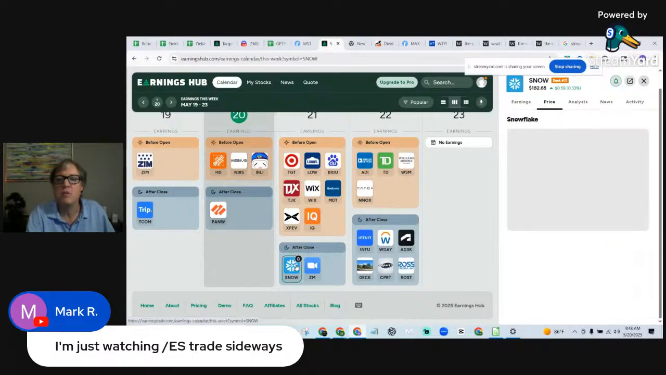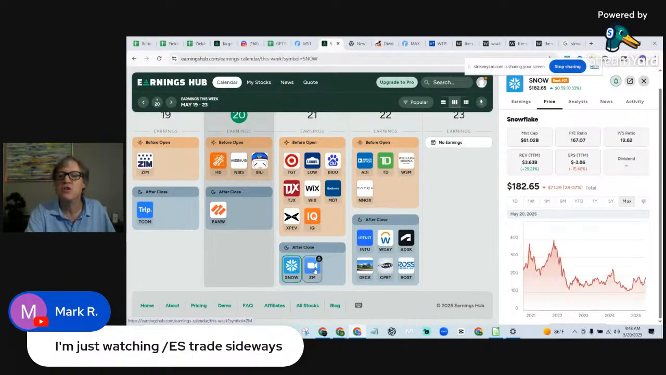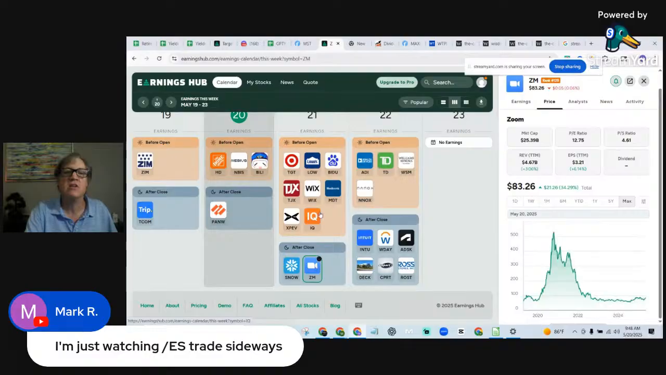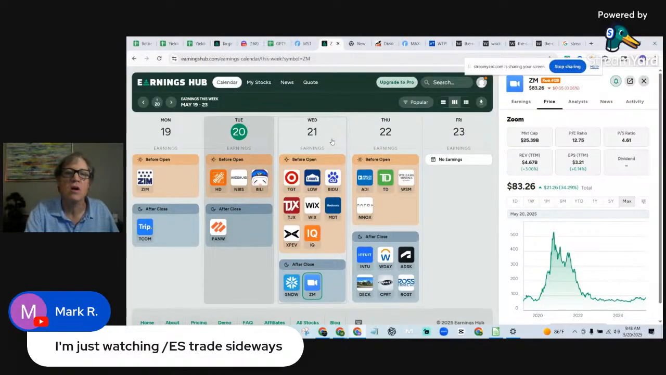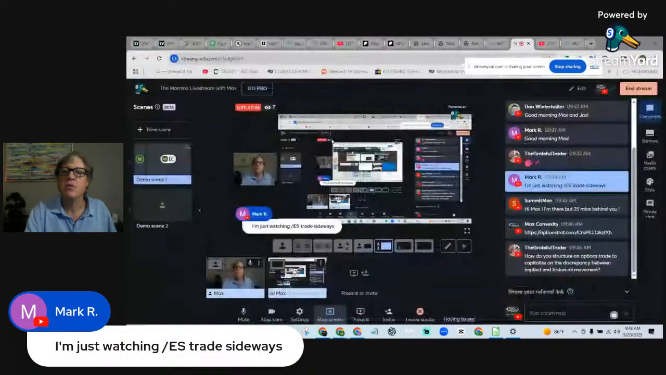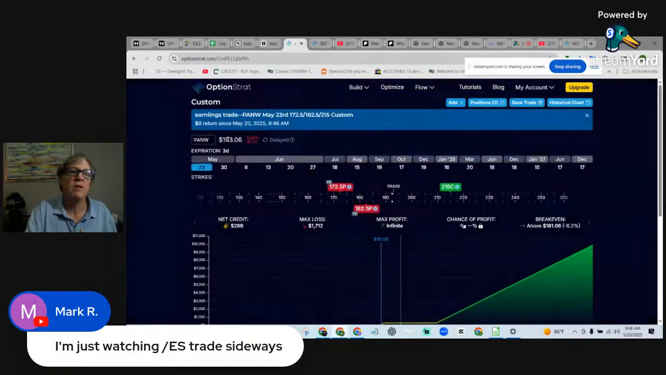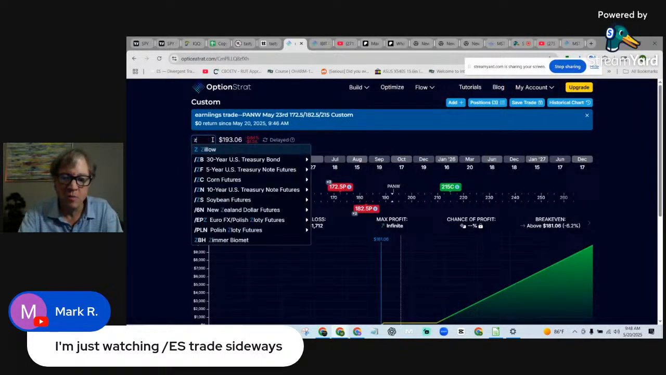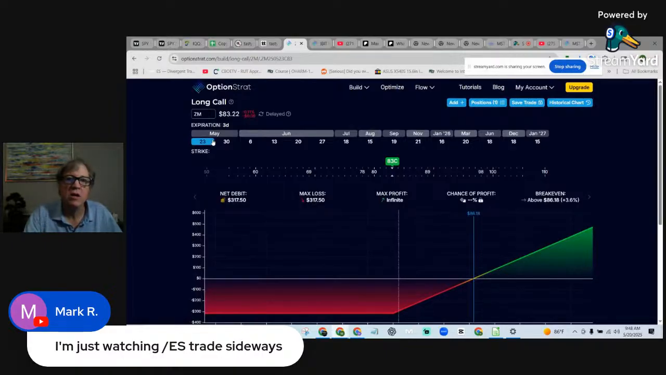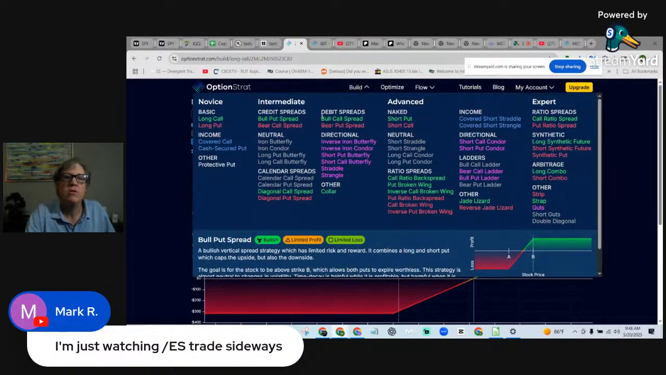Snowflake's going to be a good one. That's going to be good. ZM should make a good one too. I knew there was another one we wanted to look at real quick. I'll let you guys go after we do the ZM in the absence of any other questions. We could do a bearish one on any of these too. I mean, if you guys want to, just let me know.